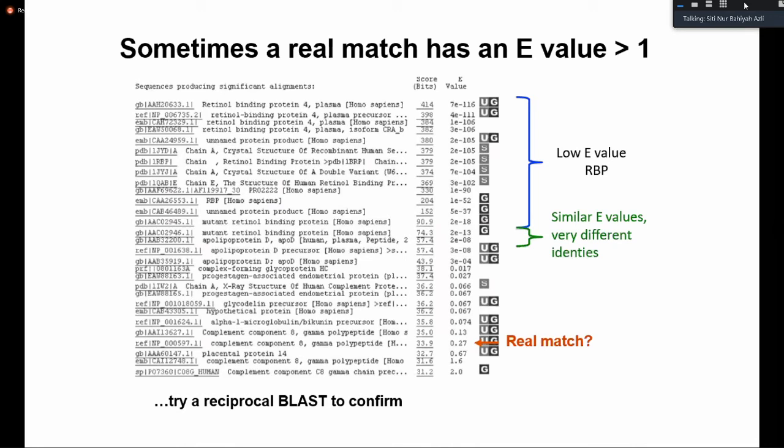So sometimes a real match has an e-value of more than 1. Don't just straight away discard every e-value more than 0.05, because sometimes the e-value is not statistically significant, but it is a real match.